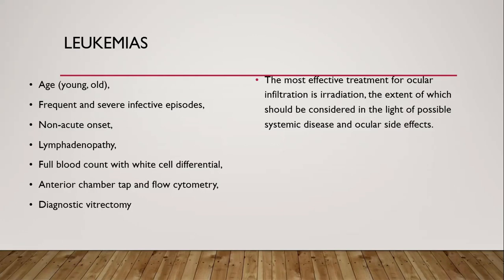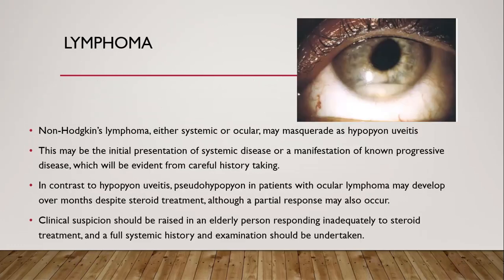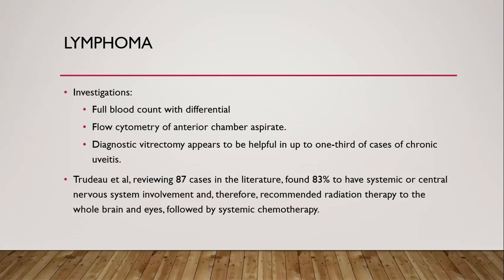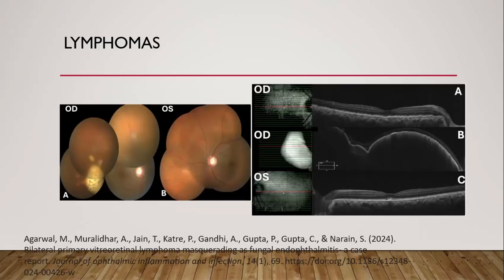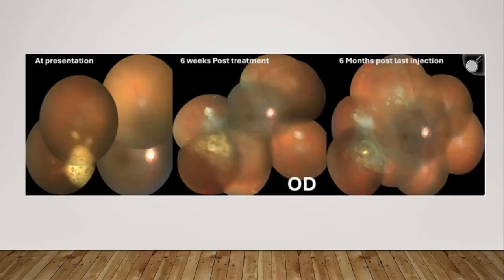Frequent and severe infective episodes, non-acute onset lymphadenopathy. Blood counts are the basic investigation to be done in this case, along with AC tap and diagnostic vitrectomy. Again, lymphomas also can present with hypopyon uveitis, and these should be kept in mind. You should investigate with full blood count and flow cytometry where possible. Diagnostic vitrectomy can be helpful. They can also masquerade like a fungal endophthalmitis or subretinal abscess. Again, subretinal sampling in these cases can give a clue.